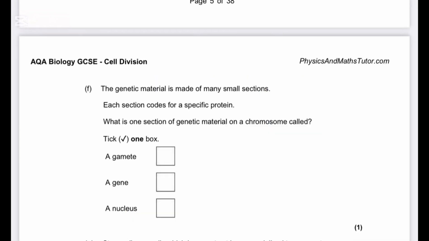Next question. The genetic material is made up of many small sections. Each section codes for a specific protein. What is one section of genetic material on a chromosome called? This is obviously the gene, because I actually said it in the course of study. Going to the next question.